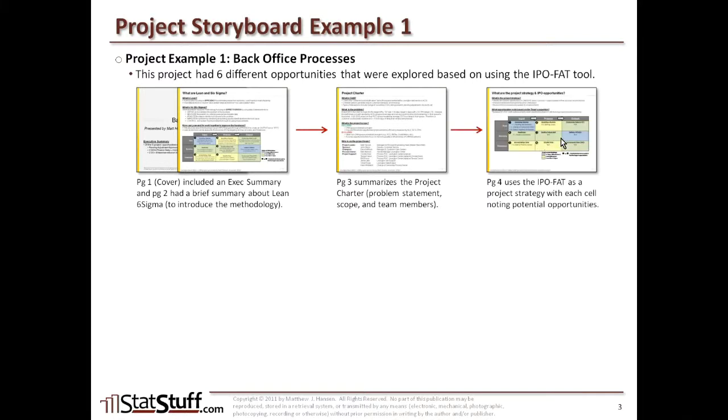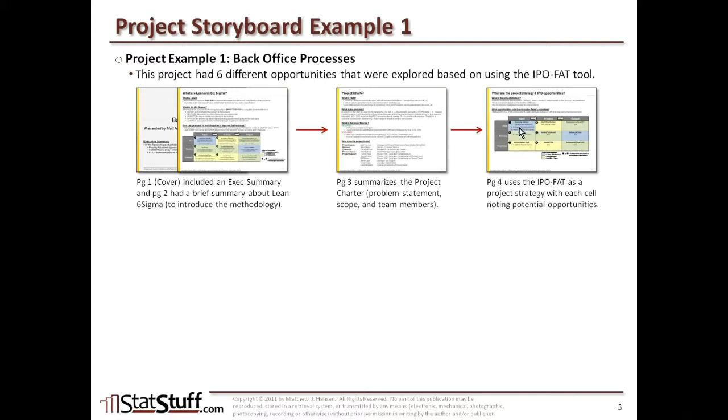Next, on the next page, this is where I've taken the IPO FAT tool itself and I outline how we used this tool to identify those 6 different opportunities that we found in this particular project. So I used the layout of the IPO FAT tool, same matrix here, but instead of the typical questions used within the IPO FAT tool itself, I removed those and instead embedded within them the 6 different items for the different areas where those opportunities were found. And this is what laid the foundation for how we were going to prioritize and look at these opportunities.